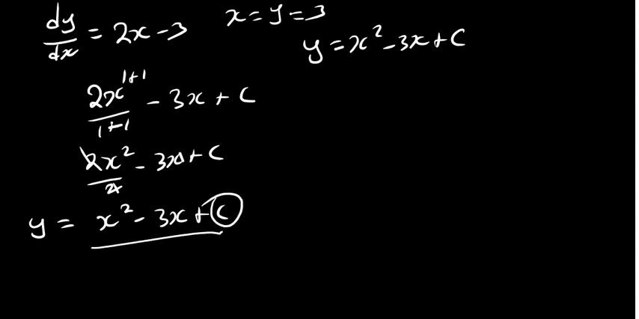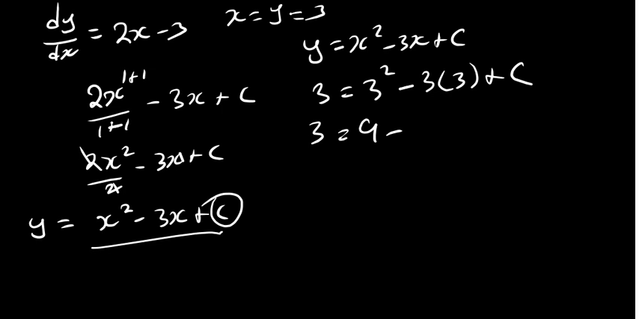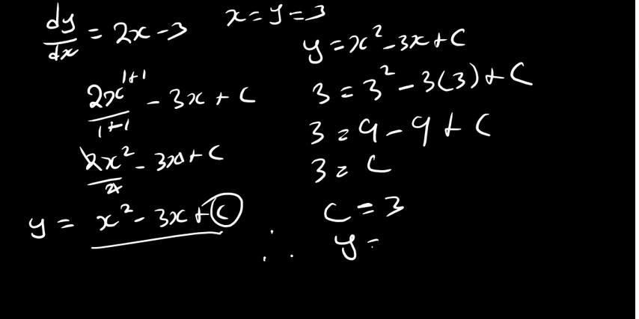Our value of y has been given as 3. The value of x is also 3. So 3 squared minus 3 times 3 plus c, meaning 3 is equal to 3 squared, which is 9, minus 3 times 3, which is also 9, plus c. So 3 is equal to 9 minus 9, which is 0, plus c. So our c is equal to 3. Therefore, the equation of the curve is y is equal to x squared minus 3x plus 3. That's the equation of our curve.